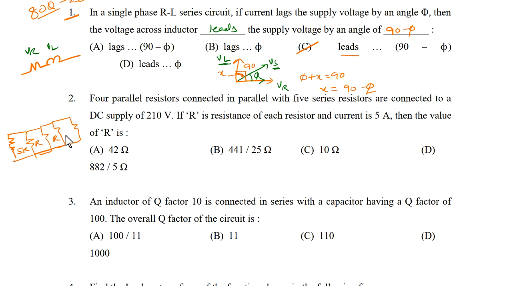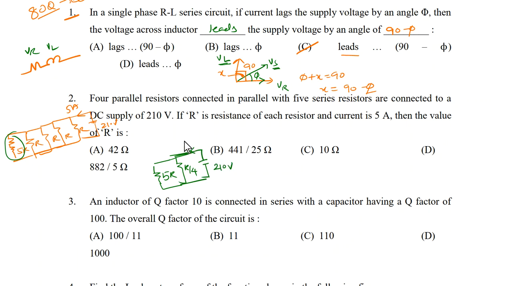Each of these will be R. It is connected to a supply voltage, so here we have a supply voltage of 210 volts, and the current flowing here is 5 amperes. What we need to find is, if R is the resistance of each resistor and the current is 5 amperes, then the value of this R. So understand these equal values. Here we have a 5R resistor, which is in parallel with the 4 resistors, which I can redraw as an equivalent R by 4.